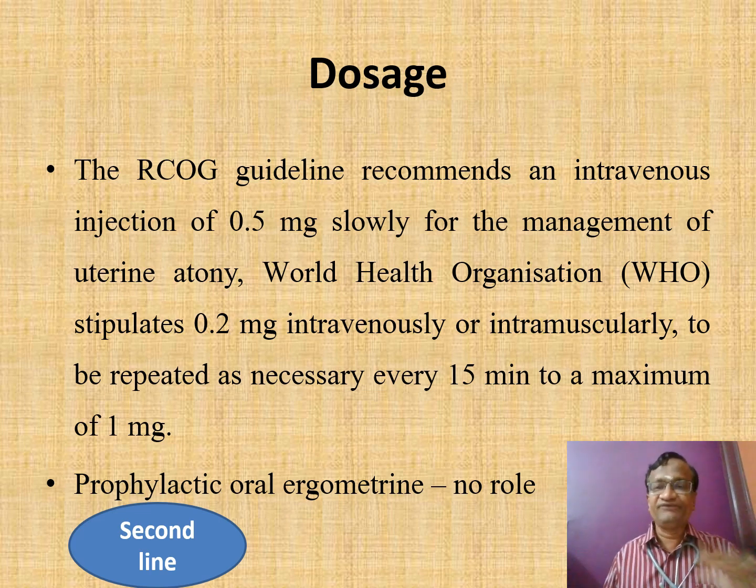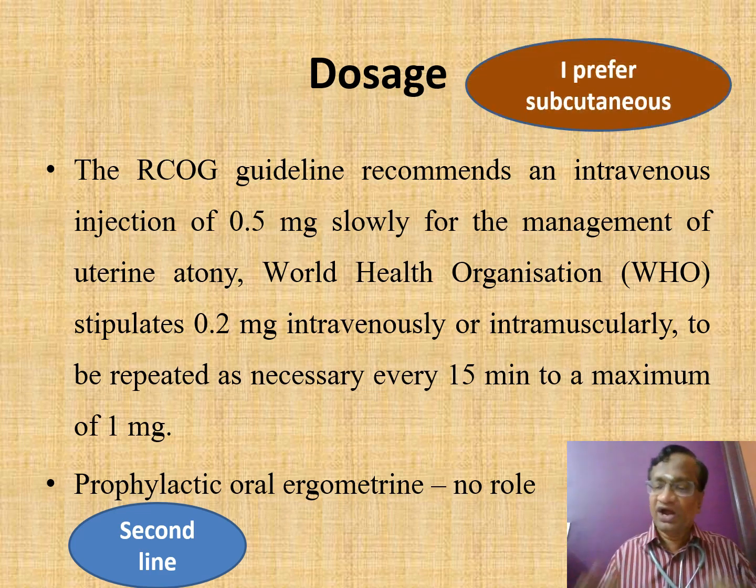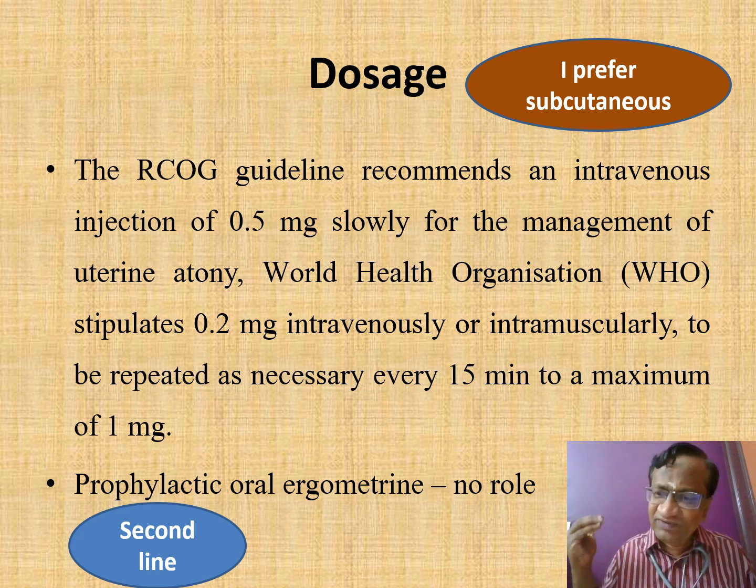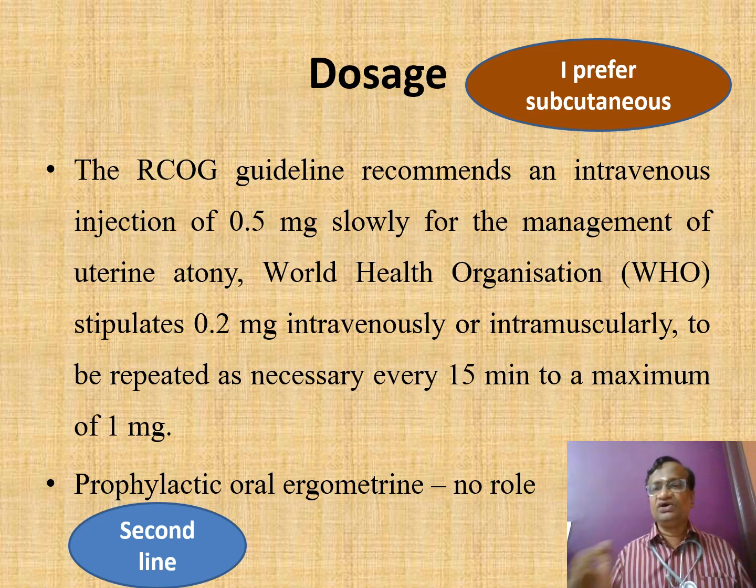So 0.5 milligrams slow IV can be given, or people have used IM, but what I use is I always use subcutaneously because I feel subcutaneous action is relatively faster than IM, and it does not produce much of the intravenous-associated BP rise. This is what I feel. I have always preferred, in these 30 years, to give subcutaneous, but this is not evidence based.